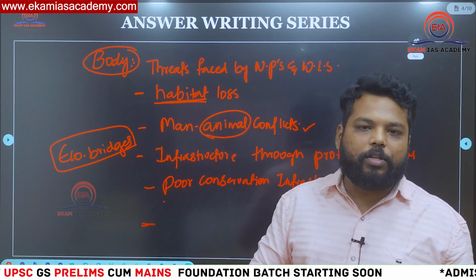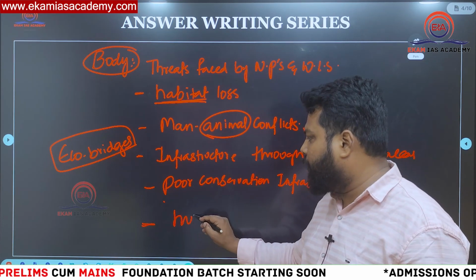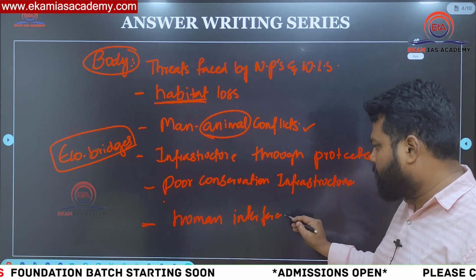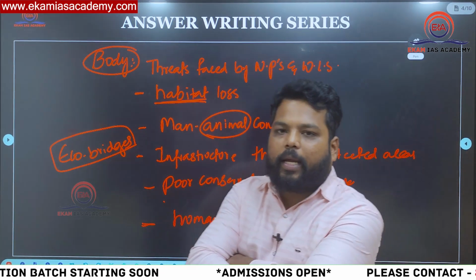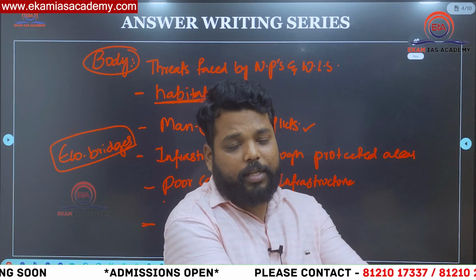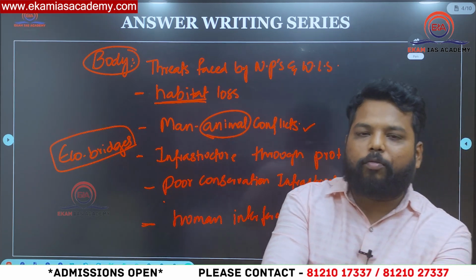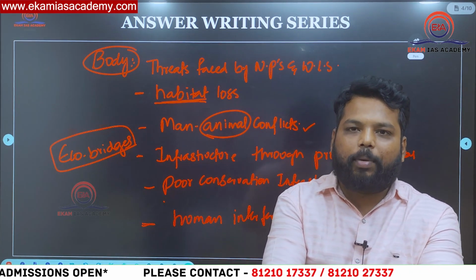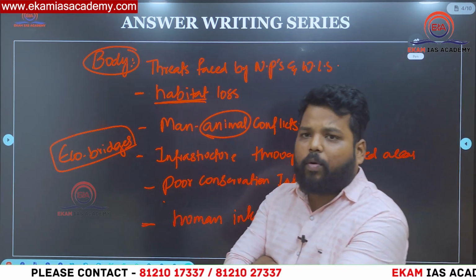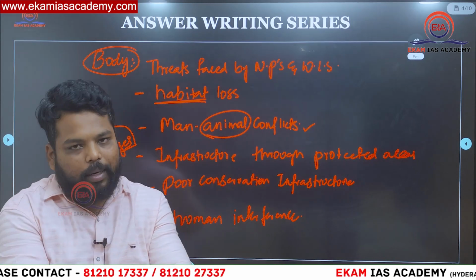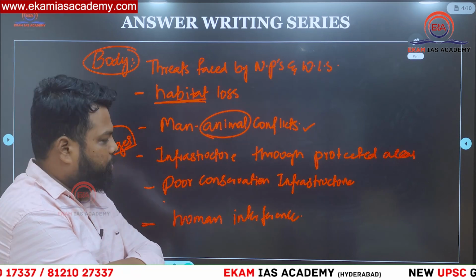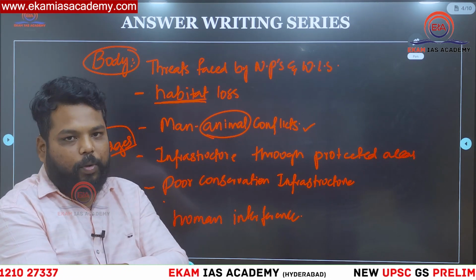And the next reason which we can comment on is human interference, either because of mining activity, or resource utilization, or collection of forest products. Nowadays people have a fancy for using more and more forest products. Forest products have huge demand. In that scenario, when there is human interference in national parks and wildlife sanctuaries, they face a threat.